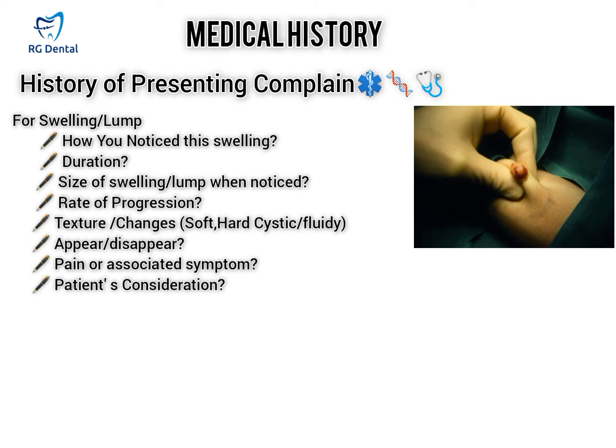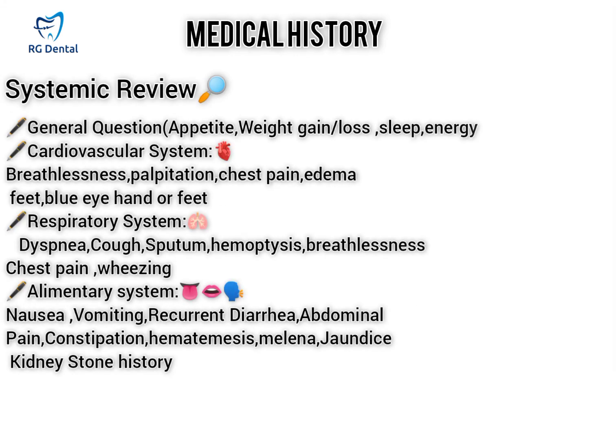After the history of the presenting complaint of the pain and the swelling, we have to go for the systemic review. In the systemic review, we have the different systems and we have to ask different questions for the different systems. In the systemic review, firstly you have to ask general questions, that are loss of appetite or not, weight loss or weight gain history or not, sleeplessness or oversleeping or not, any lack of energy or not.